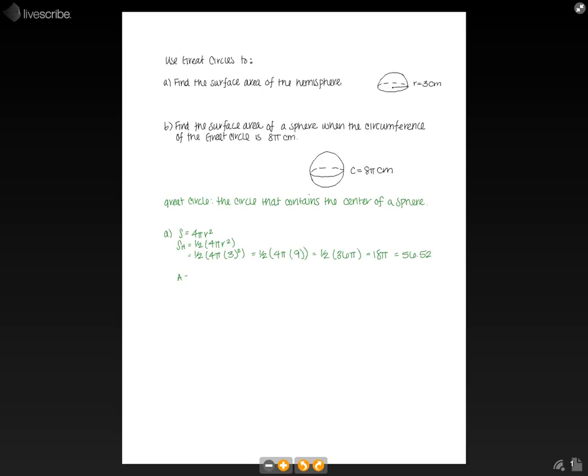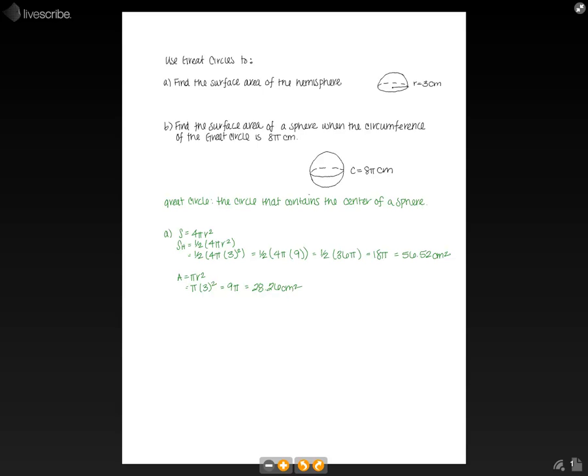We know that the area of a circle is equal to pi r squared. Since that's a great circle, we know the radius is 3. So we plug in 3 and get pi 3 squared, which is equal to 9 pi. If you put that in your calculator, you get 28.26. Those are both centimeters squared, since we're talking about area.